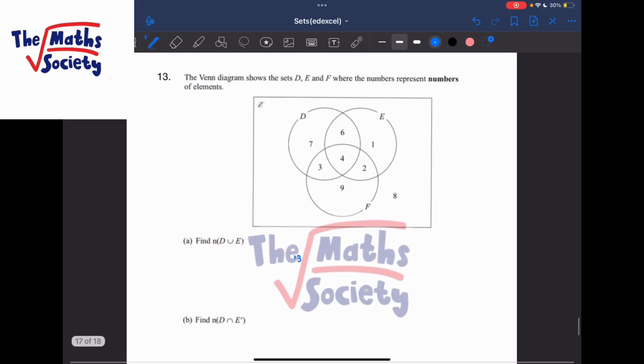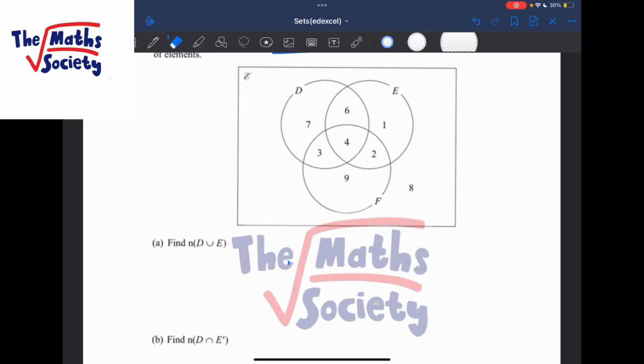Number 13 says that the Venn diagram shows a set DEF. Find the number of elements in D union E, which is basically everything. So you have to add up everything. So that's going to end up as 7 plus 3, which is 10, 10, 20, 23.